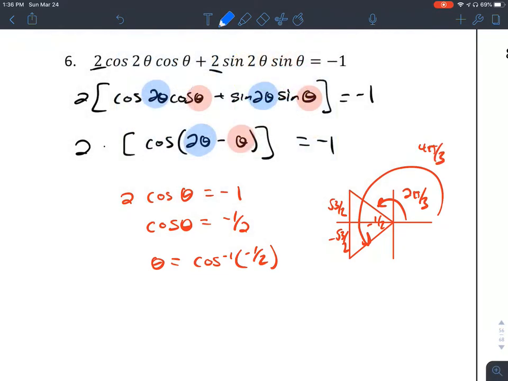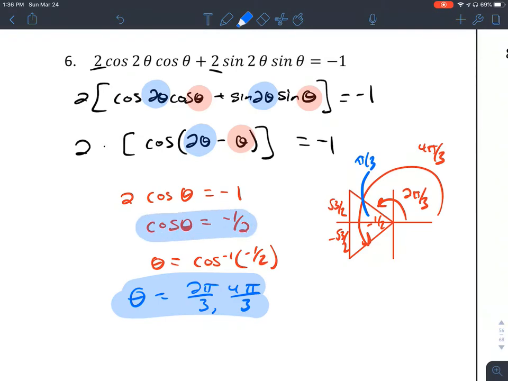Once again, that's because we know this angle here is pi/3. So therefore, theta is 2 pi/3, or it could be 4 pi/3. Only 2 answers, because once we actually got into solving the equation, the angle was theta, not any other type of angle.